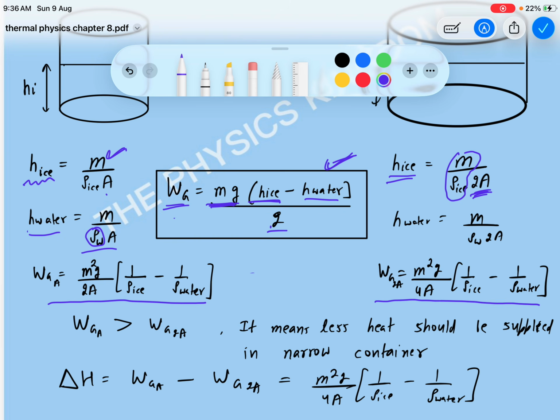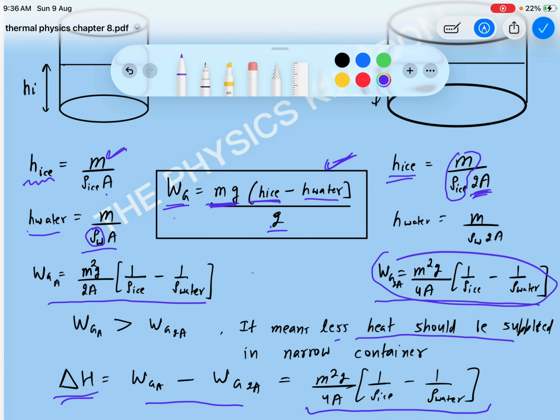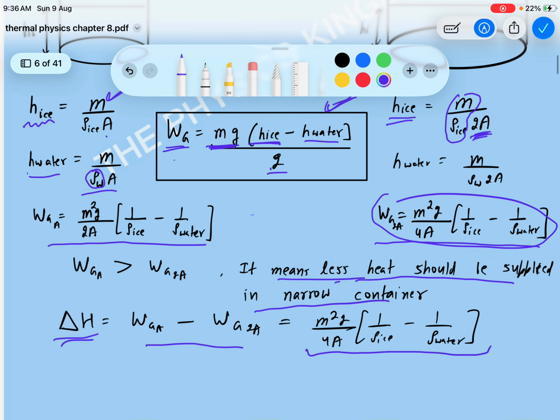So the actual heat requirement differs just because of the difference in work done by gravity. If you subtract them, what are you getting, beta? This is the answer you are getting. In the first case, where the cross-section area A is more, the heat requirement is less. So less heat should be supplied in the narrow container. That should be the right answer.